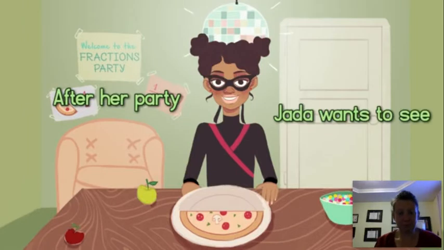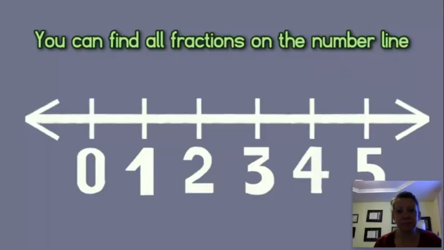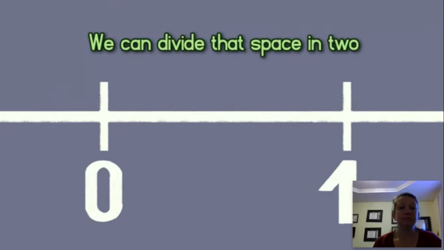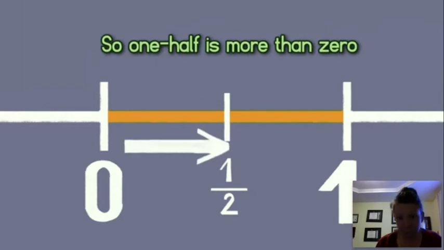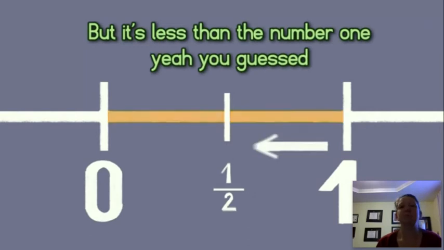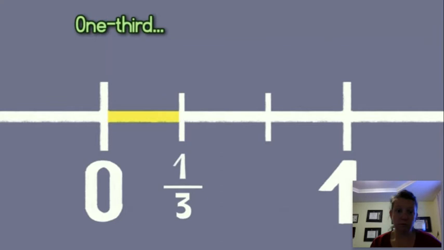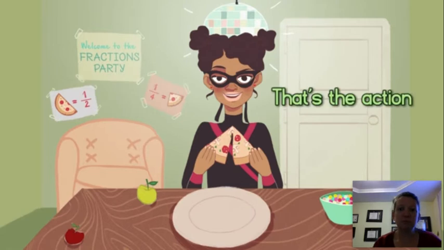Jada wants to see on a number line where the fractions would be. You can find all fractions on the number line. Just look between 0 and 1. Zoom inside, we can divide that space in 2. That's where 1/2 lives. So 1/2 is more than 0, but it's less than the number 1. We could divide that space equally in 3. 1/3, 2/3, 3/3. You don't have to be a ninja to use a fraction. Divide something evenly, that's the action.